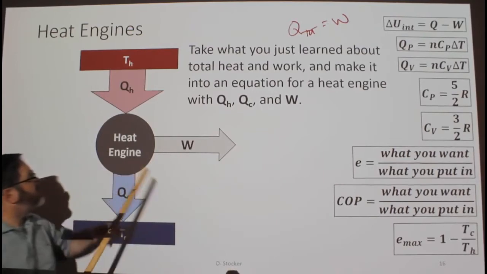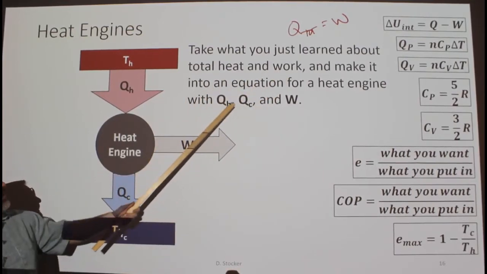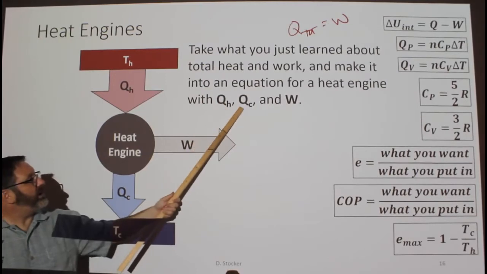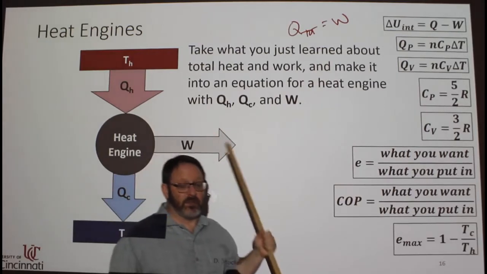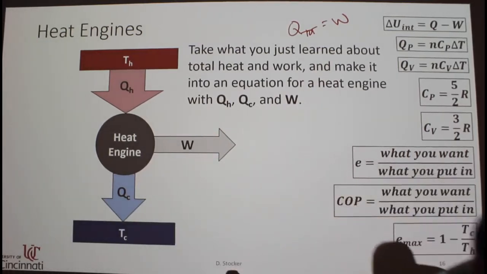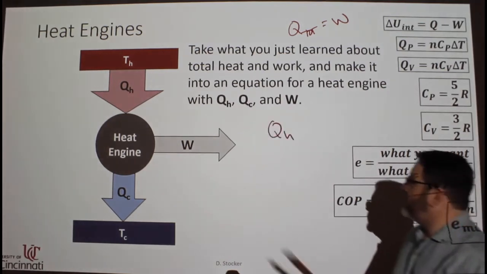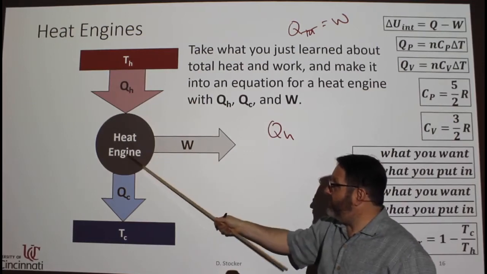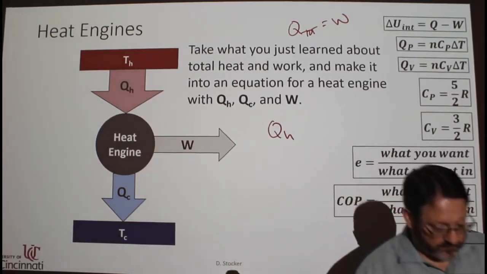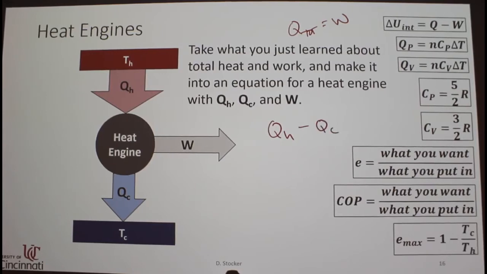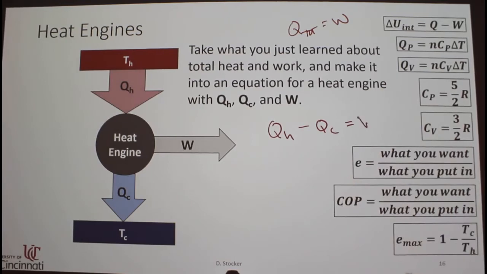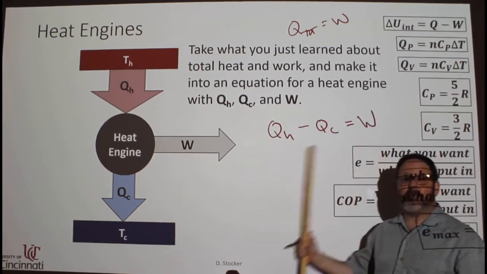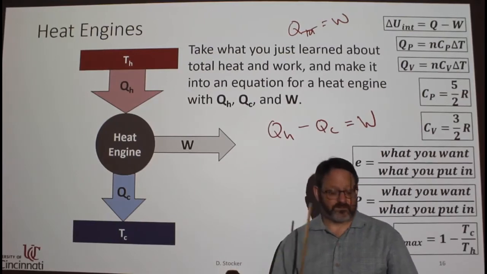All right. So can we make an equation for a heat engine with Q hot, Q cold, and W? If I know the total Q has to be W, the work, let's see, the total heat going in, there's QH going in, so we're adding QH, we're subtracting QC. That has to be equal to the work done. So this is a mathematical model that goes with a heat engine.